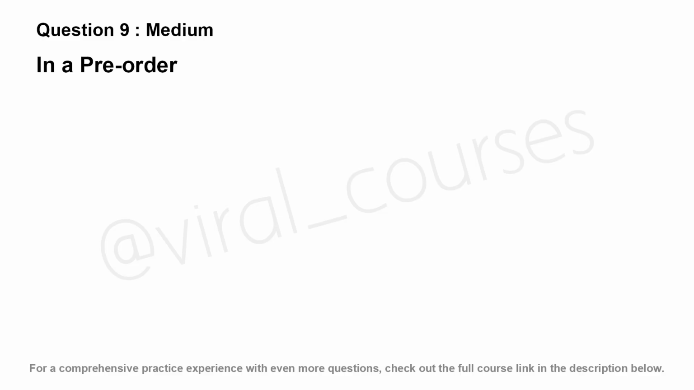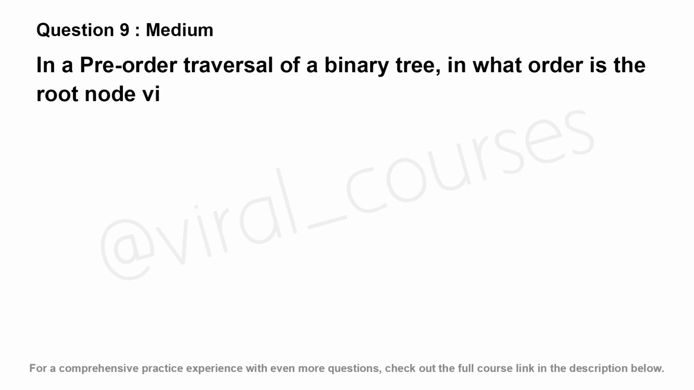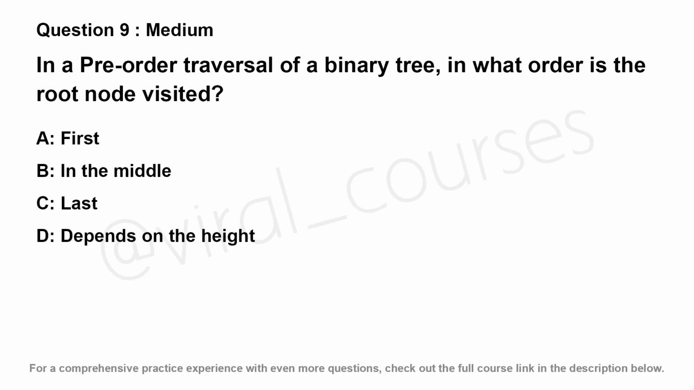In a preorder traversal of a binary tree, in what order is the root node visited? Option A, first. Option B, in the middle. Option C, last. Option D, depends on the height.